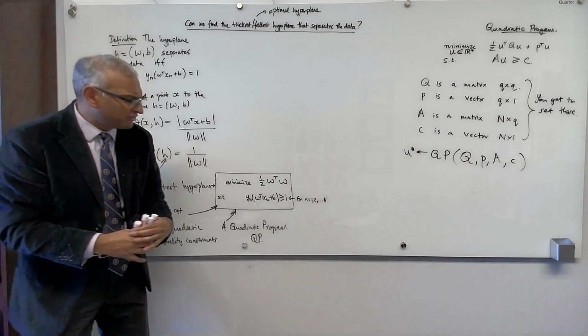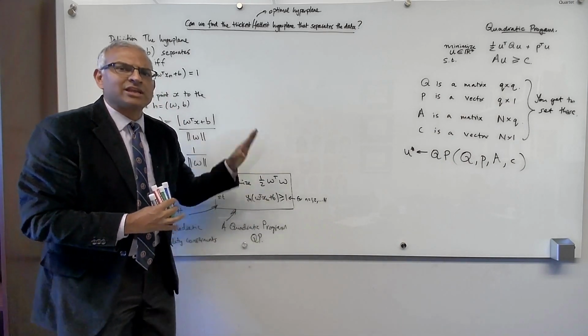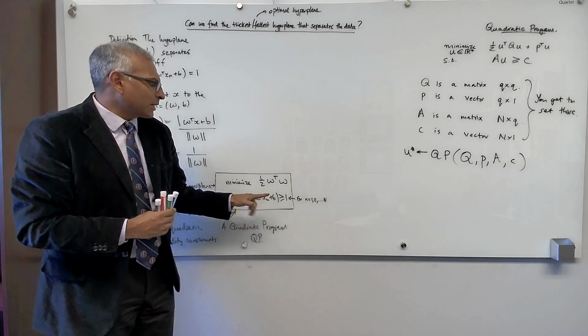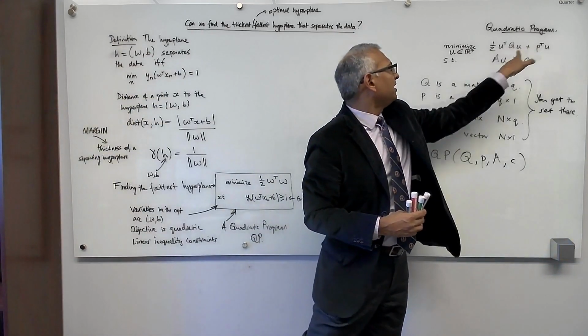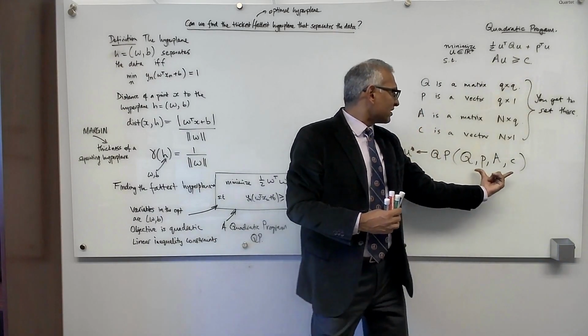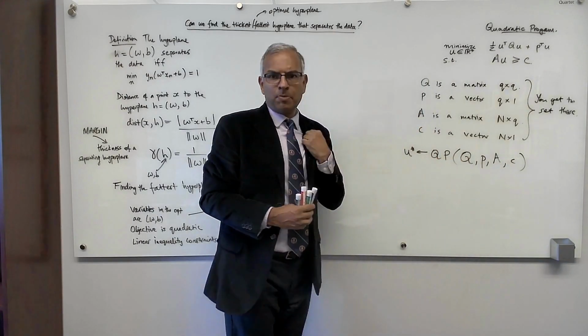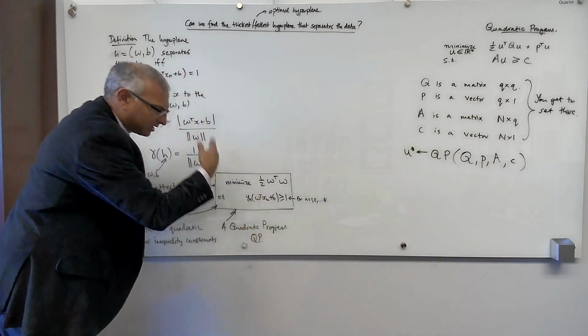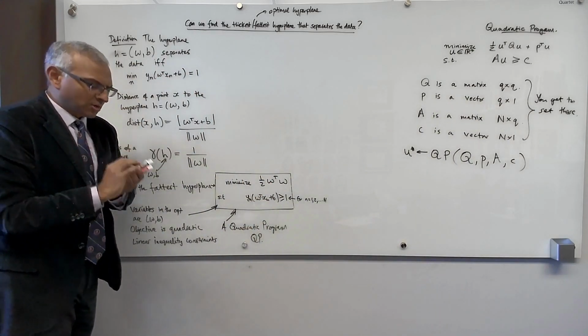So in other words, what I'm going to convince you is that this is a quadratic program. And once I convince you of that, it will mean that I will have identified what Q, P, A, and C are, and then I can just plug them in, and out will pop the optimal U star, the weights that solve this optimization problem.